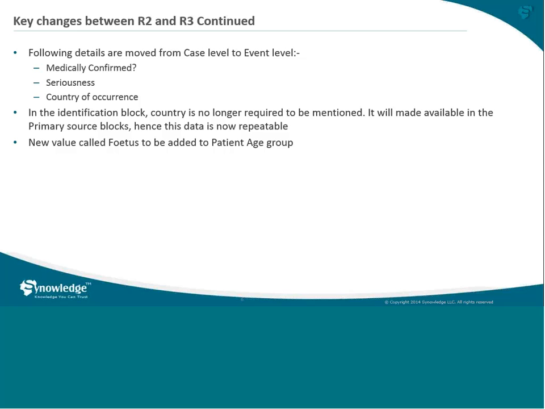And in the identification block also, the country is no longer required to be mentioned. It will be moved to primary source blocks, and hence this could be repetitive information. Currently in R2 standards, the earliest possible age group is neonatal. This will be extended to include fetus in the same code list group.